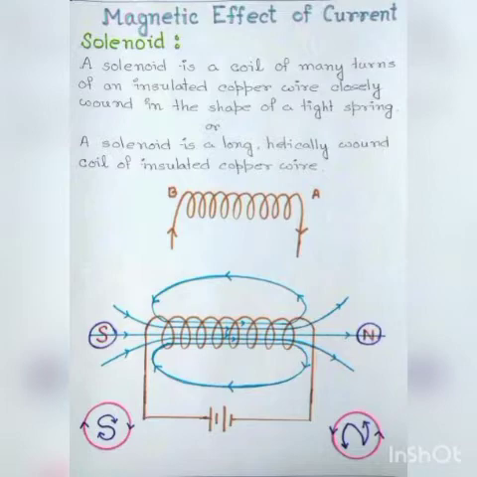Now the diagram of a solenoid is given here. AB is a solenoid. Now when an electric current flows through a solenoid, a magnetic field is set up around the solenoid which is similar to the magnetic field of a bar magnet. The magnetic field due to a solenoid carrying current is shown here. See the diagram I have drawn here clearly.